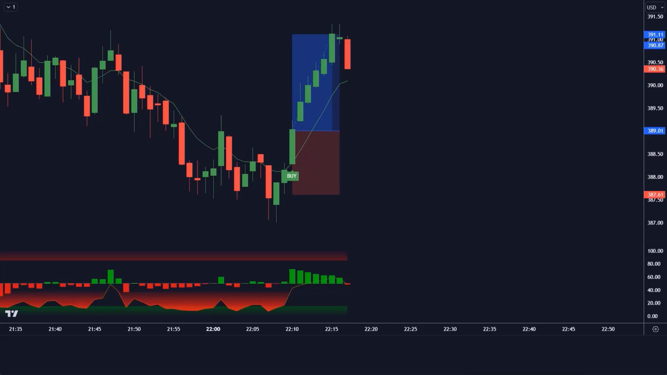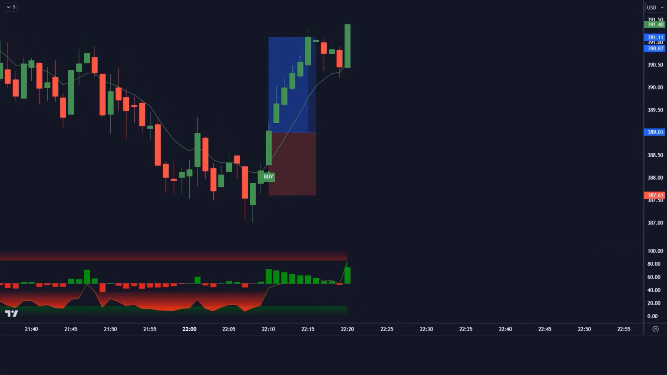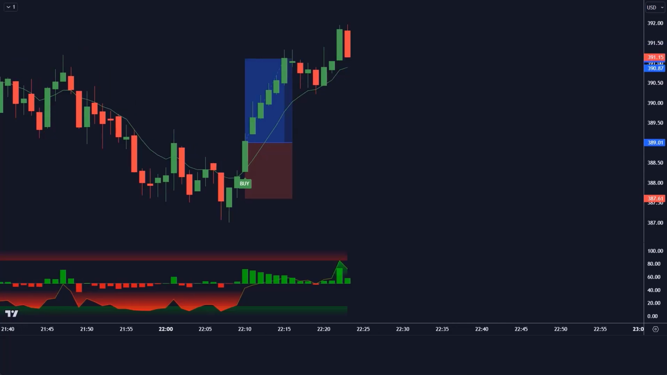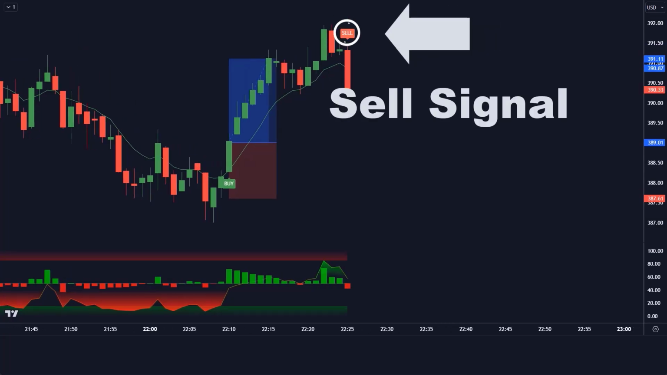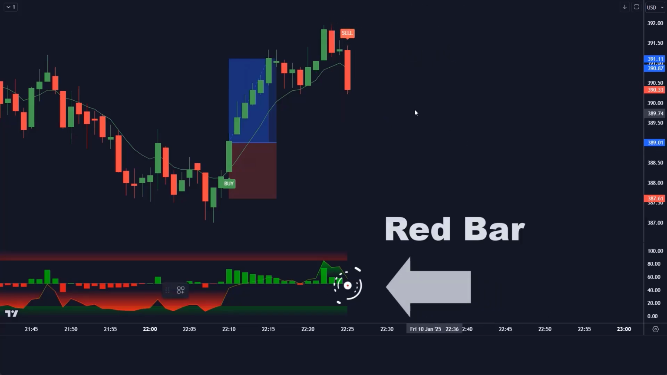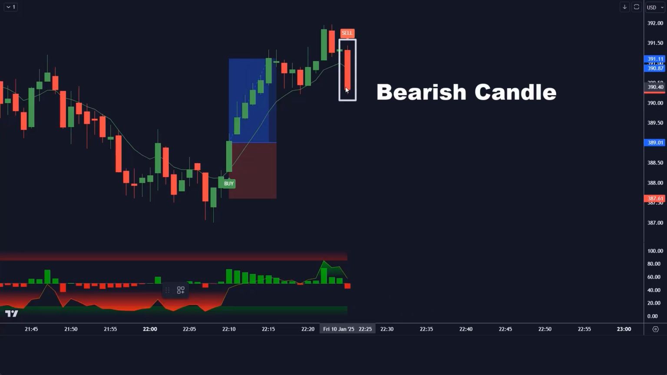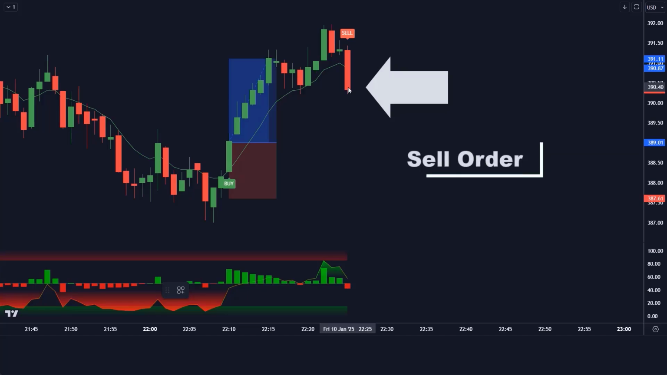If not, then it doesn't matter, we are going to see examples of some trades, so that you will definitely understand. Here the buy-sell by Prakash indicator gives us a sell signal. Here the market structure oscillator shows a red bar. Here the market has made a bearish candle to give confirmation. So all our conditions are being fulfilled, so we are placing an order to sell.